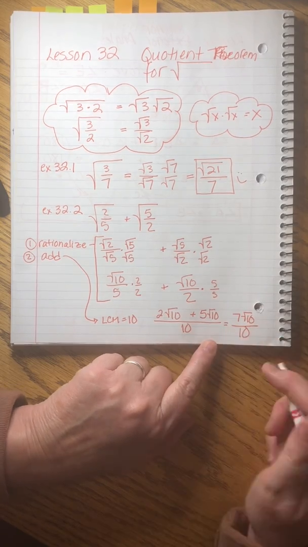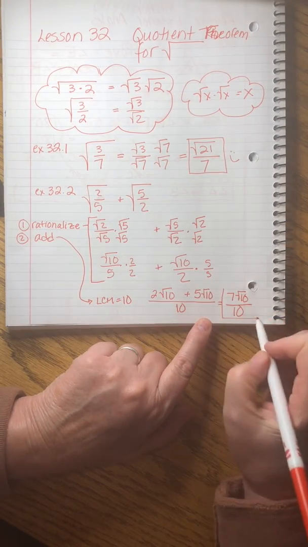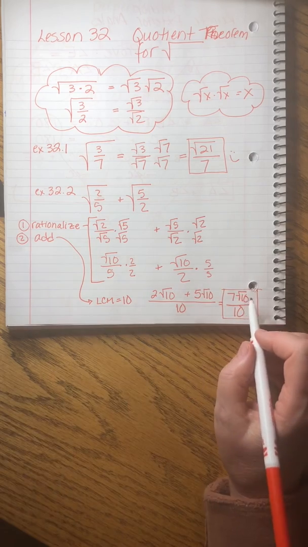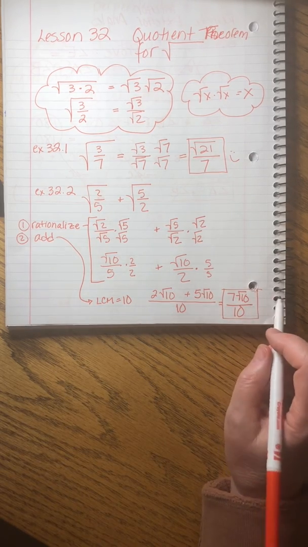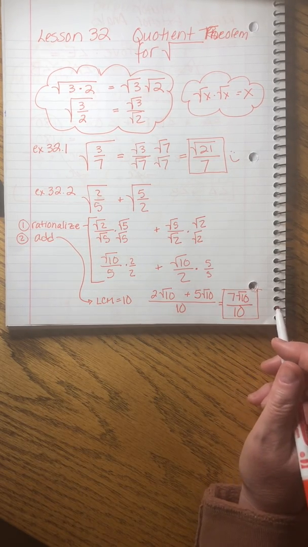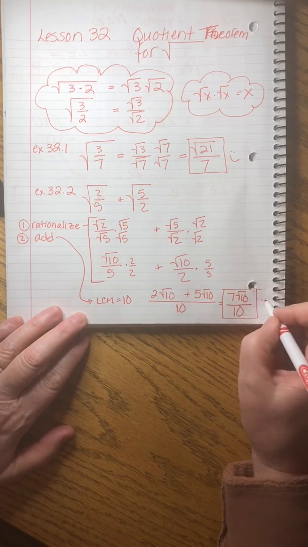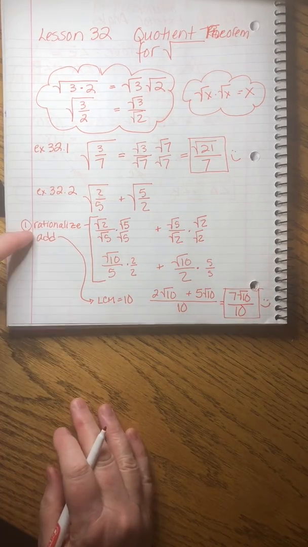I can't reduce those, and I can't reduce anything out of the 10, right? There's no way to simplify that. That is my final answer. Okay, so first we rationalize, then we add.